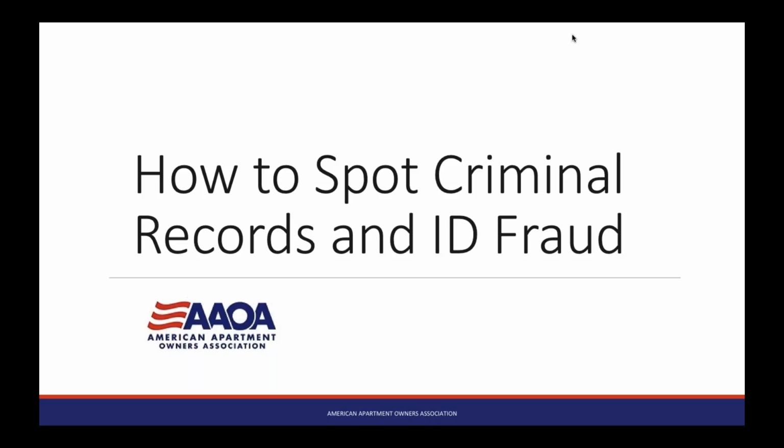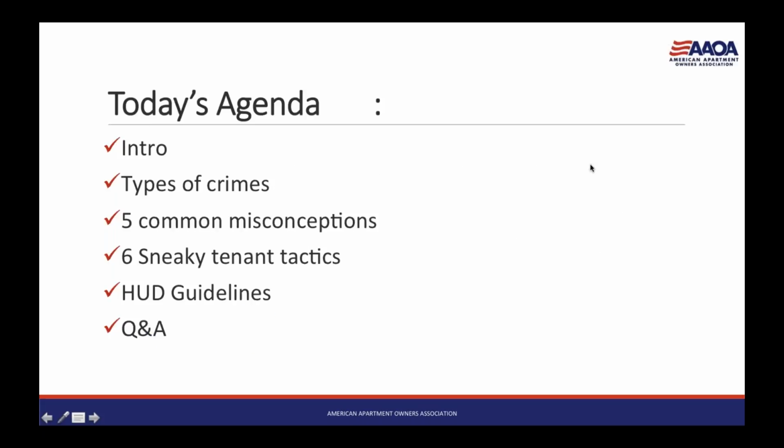How to spot criminal records and identity fraud. So today's agenda, we're going to start with a quick introduction as to why this is important. And then we're going to talk a little bit about the different types of crimes that could possibly come up in a search. We'll talk about 5 common misconceptions about background searches. And these are things that new landlords don't know and even experienced ones don't know either. So these are really great to know if you're trying to get good background searches. And then 6 sneaky tenant tactics. So what are tenants doing to hide their criminal records if they have any? We'll go over some of the common ones that we see and hear about.